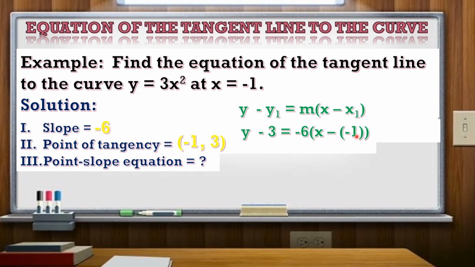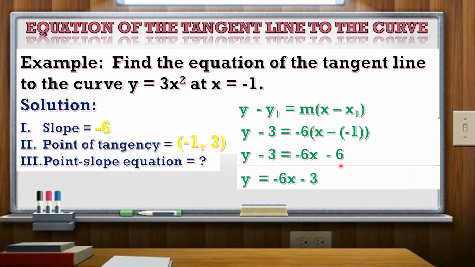So, itong dalawang negative, magiging positive na siya. Then, distribute natin yung negative 6. So, negative 6 times x is negative 6x. Negative 6 times, ito, positive 1 results to negative 6. Addition property of equality, plus 3 para makuha yung y. So, y is equal to negative 6x minus 6 plus 3, or simply, ito. And this is the equation of the tangent line to the curve at x is equal to negative 1.